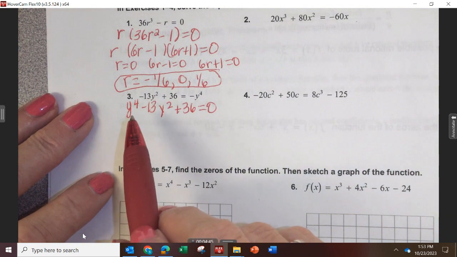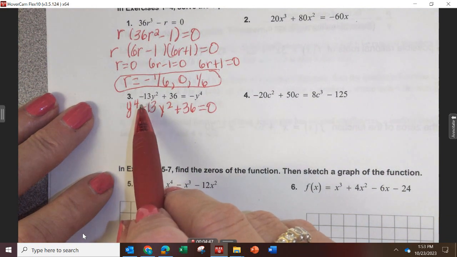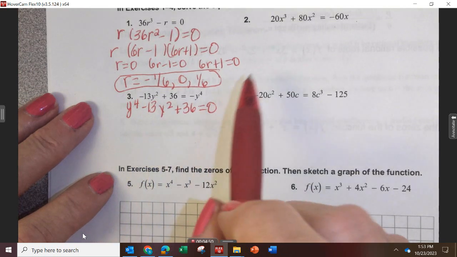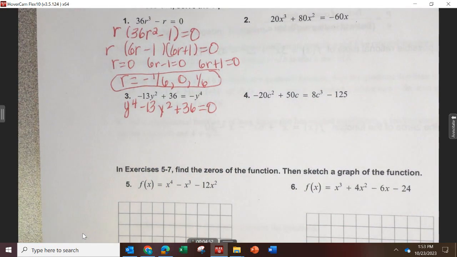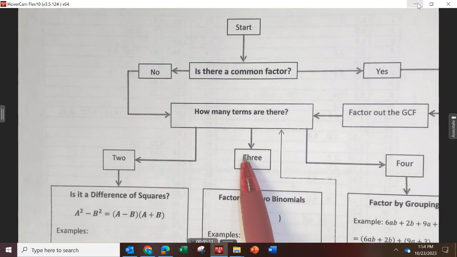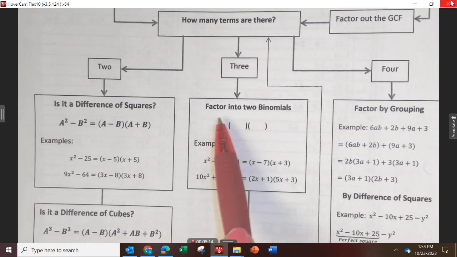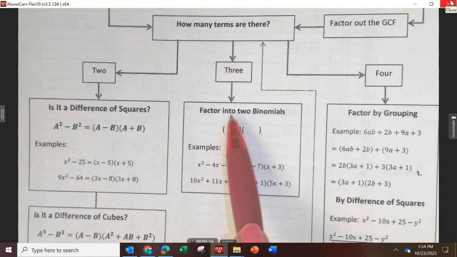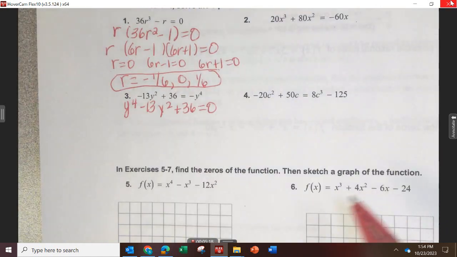All right. So this is y to the 4th. Now, I have 3 terms. So if you remember back to that paper we had, that tells us the flow chart. When we have three terms, there's really only one way to solve. We want to factor into two binomials if we can. That's the only thing we can do with three terms.